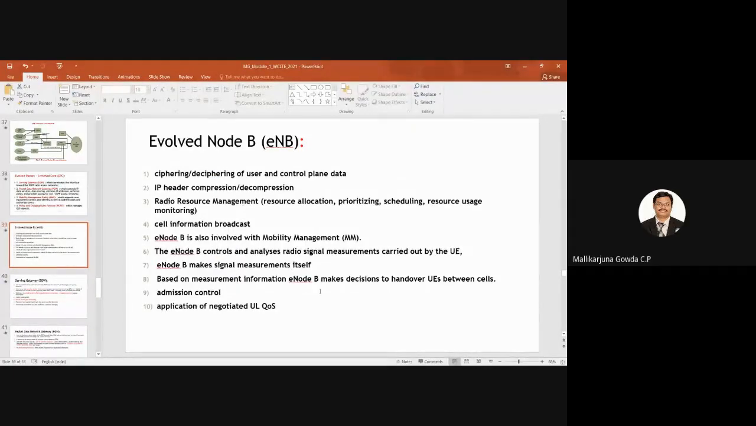Based on the measurement information, eNode B makes decisions to hand over user equipments between cells, that is, from one cell to another cell. A cell is basically the coverage area of one particular base station, or ENB, as we can say. So when the user is moving from one cell to another cell, obviously he has to switch over to the other cell, right? During that time, the handover will happen.